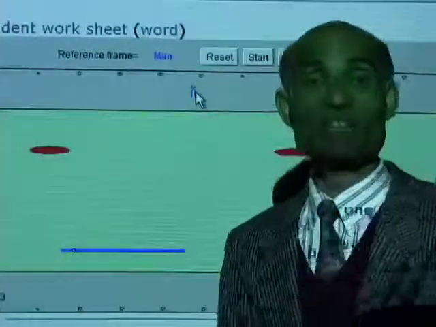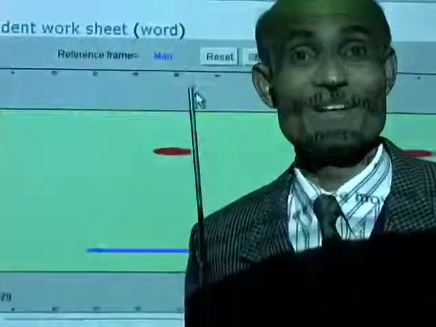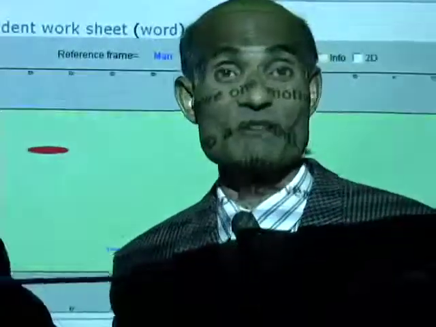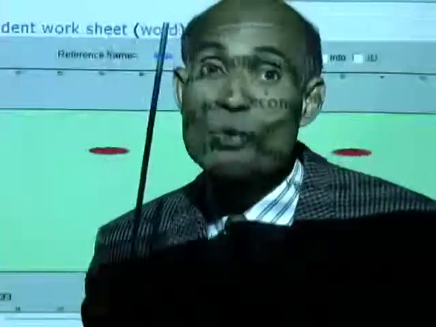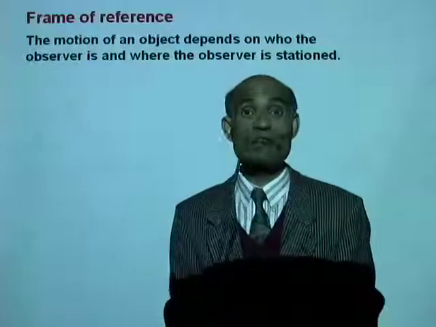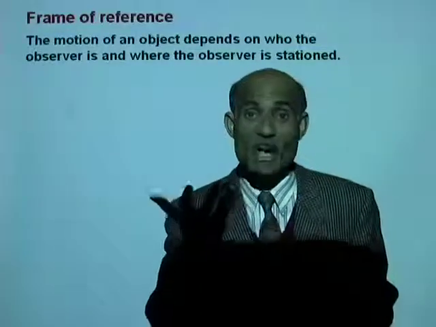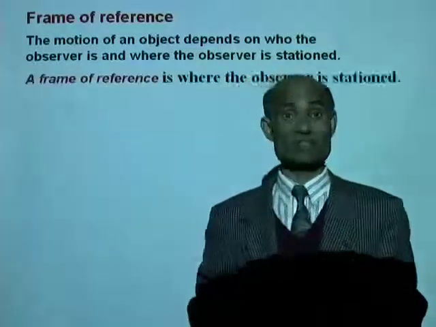Okay, I think I'm going to leave it for you to play around with. This is a very interesting phenomenon to study motion. What does it tell you? It tells you that motion is relative. It depends on who looks at it from where. This now leads us to the concept of frame of reference. The motion of an object depends on who the observer is and where the observer is stationed.